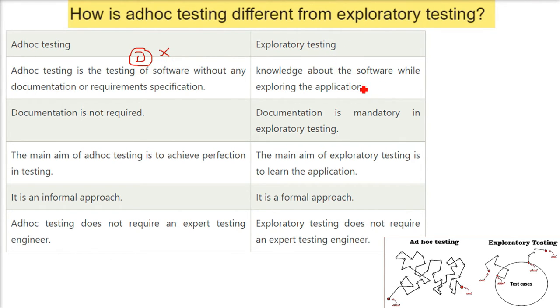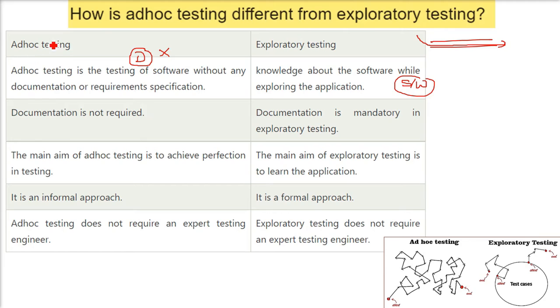In exploratory testing, you gain knowledge about the software while exploring the application. Step by step, you learn the software while testing. When we go on a way and we don't know the path, we say we are exploring. So we learn the software by means of this testing, and that is called exploratory testing. You are finding the ways by yourself.